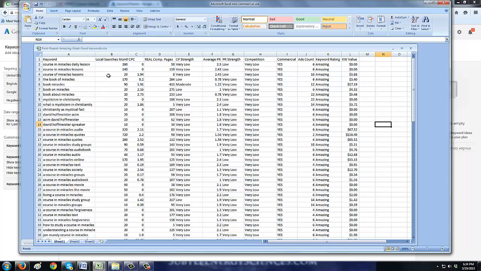So basically, I wanted to see right here this first column. So the first word is Course in Miracles Daily Lesson. The total searches monthly for this keyword is 260 searches. The cost per click is 0. The real competing pages. So the advantage of this tool is that it gives you competition data and the number of ads that are running in AdWords that are using these keywords.